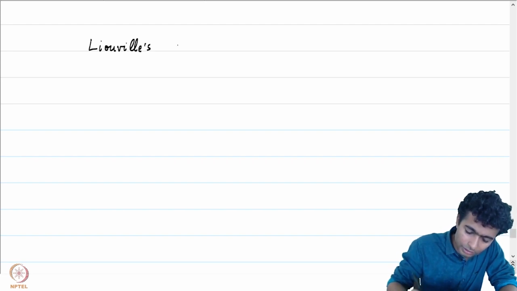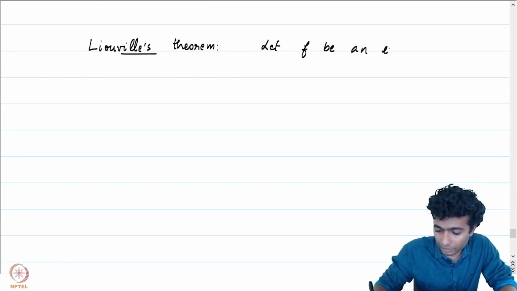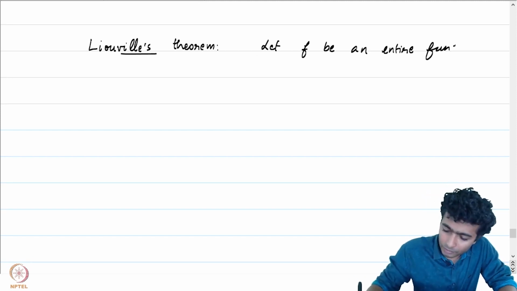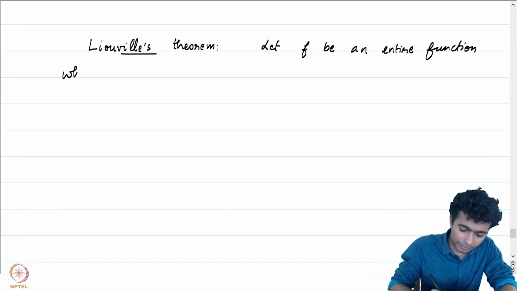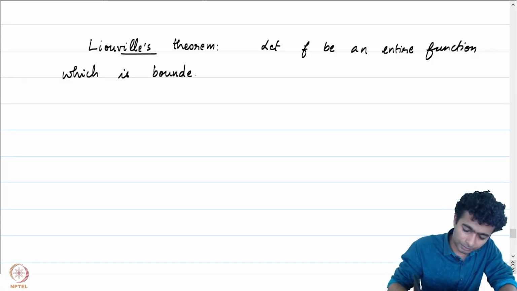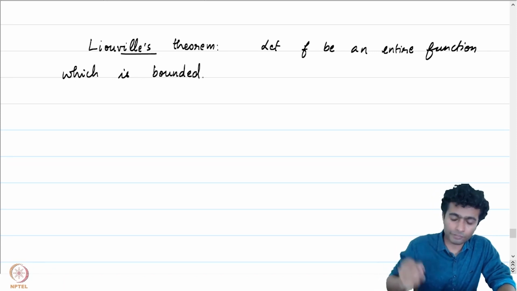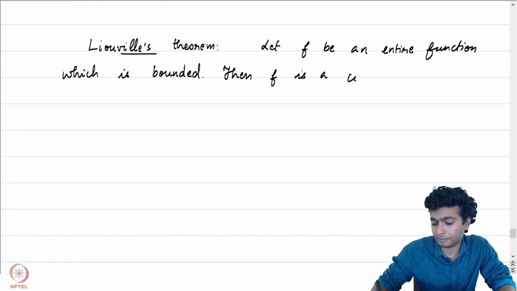Liouville's theorem states the following. Let f be an entire function. It's defined on the entire complex plane and holomorphic everywhere, which is bounded. Then f is necessarily a constant function.